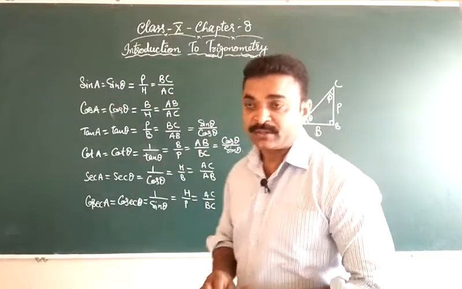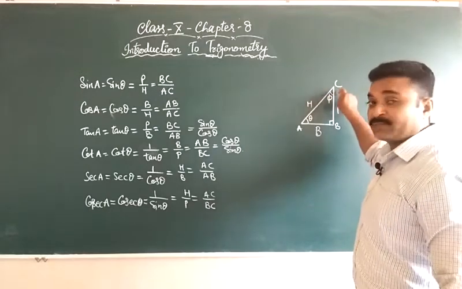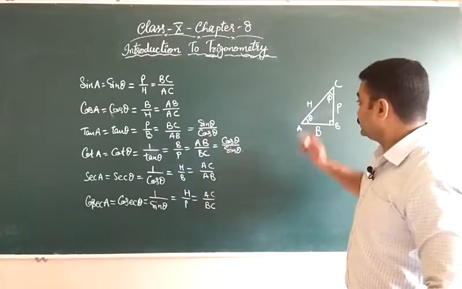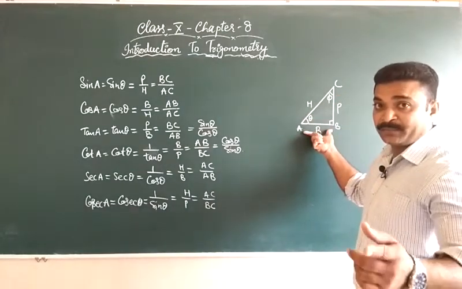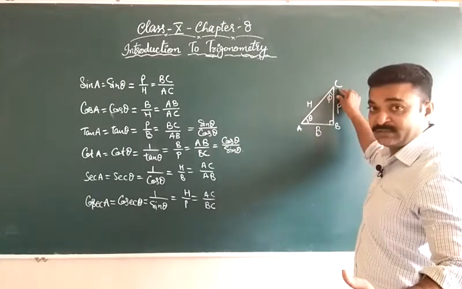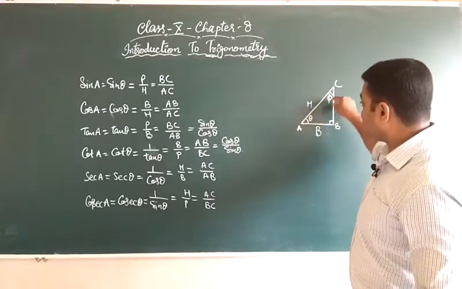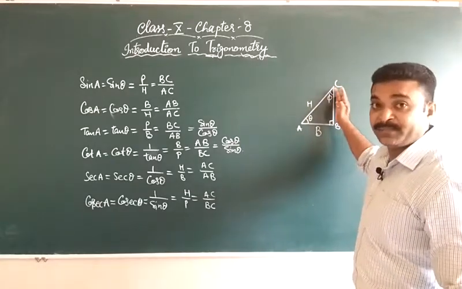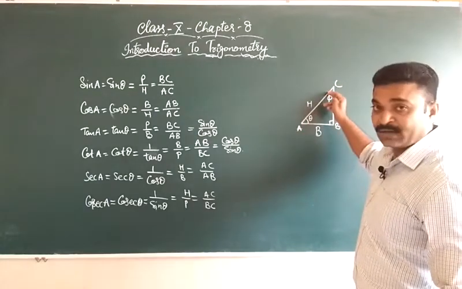But if we are talking about this angle C, for that angle C, this AB will be the perpendicular. Note it down. For angle C, this AB will be the perpendicular, and the adjacent side of this angle C, that is BC, is the base. Clear? And this will be the hypotenuse.